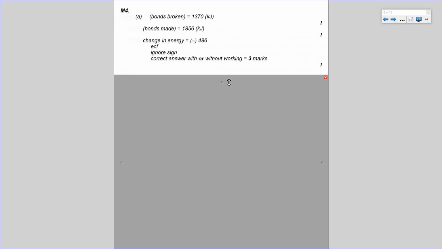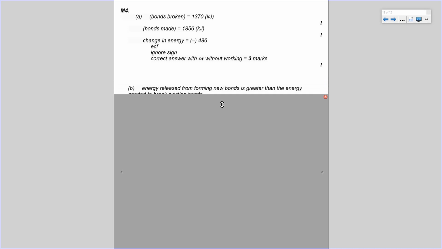Okay, last question. So as usual, 1 mark for the total energy for the bonds being broken, 1 mark for the bonds being made, broken, takeaway made. And again, they're not bothered about the sign here, but in subsequent questions sometimes they are.